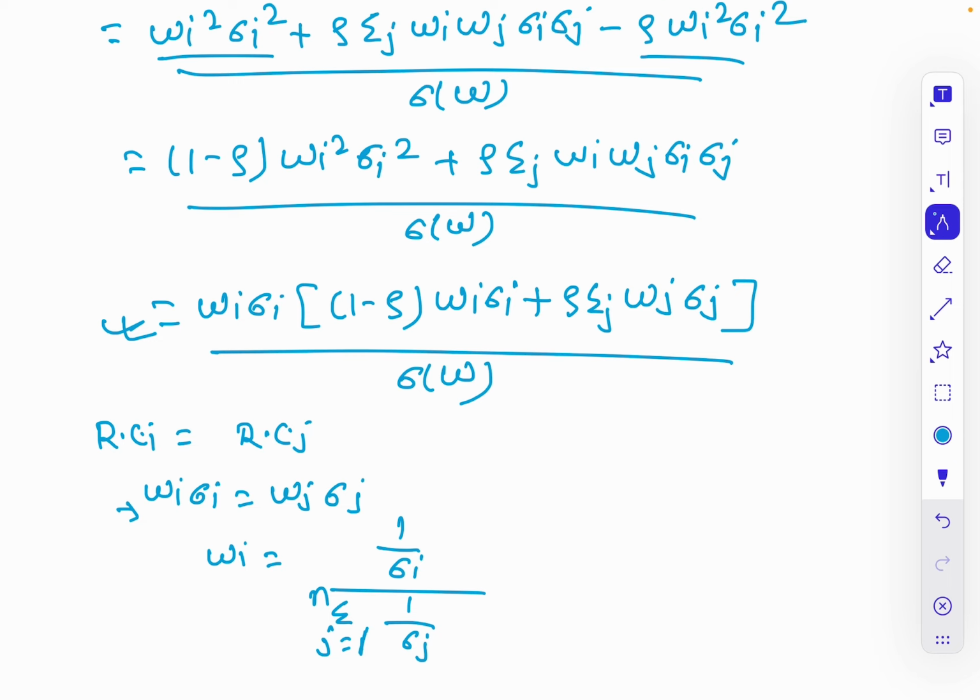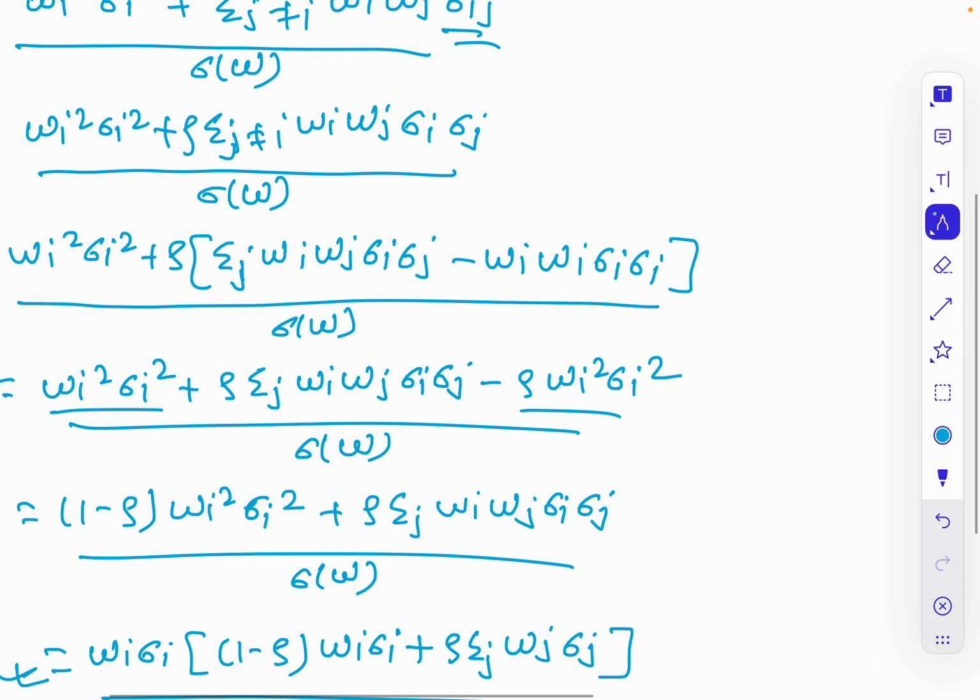Okay, if you don't understand how it is being derived, I give you a task. Try to derive it for the three asset case. Take three assets in your portfolio, assume that they have the same correlation, and try to find this expression. You will get this expression for any weight.